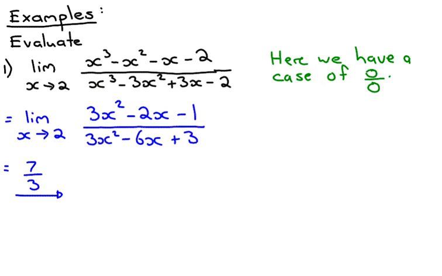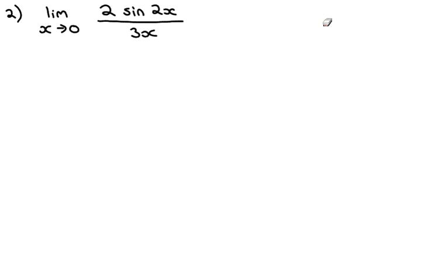Let's have a look at another example. Here we're finding the limit as x tends towards 0 of 2 sine 2x over 3x. Now we know what the limit of sine of something over the same thing is. We know that that's 1, so we could adapt this and use that rule. But I'm going to show you that we can do the same question using L'Hopital's rule.